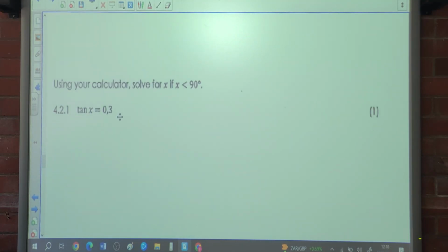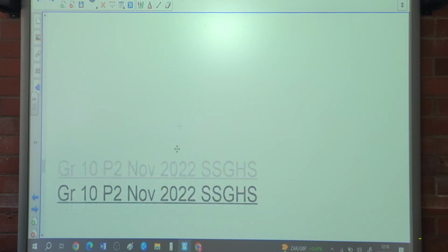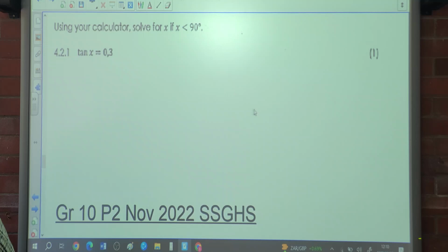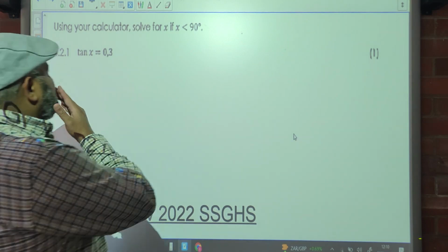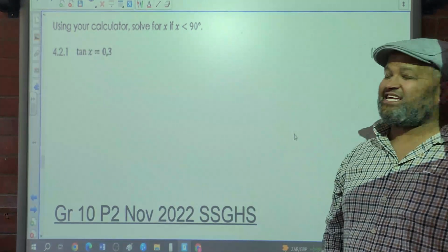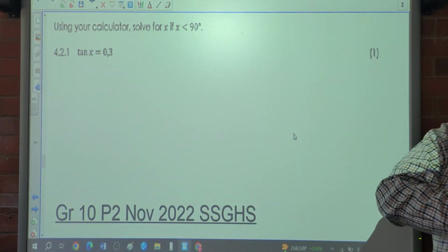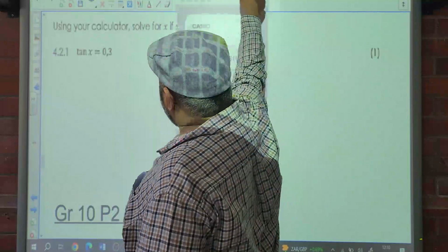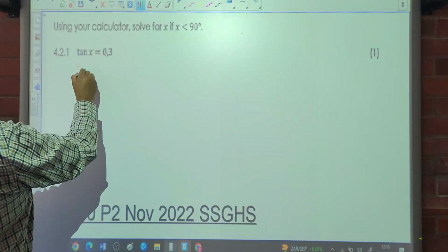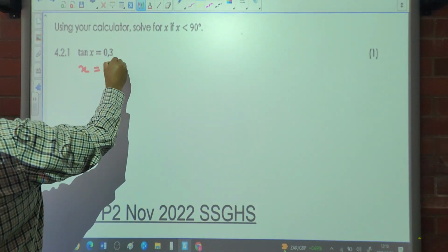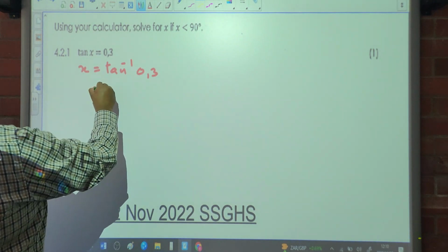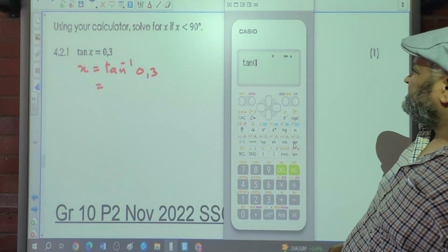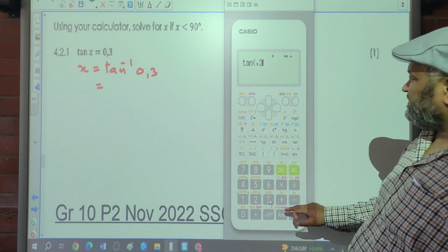Right, so the question says, use your calculator. At this point you have worked through these questions already. It says use your calculator to solve for x if x is less than 90 degrees. That's where we must start, no? So we use arctan on both sides. So x is equal to arctan of 0,3. On the calculator you press shift, then arctan, then 0.3.